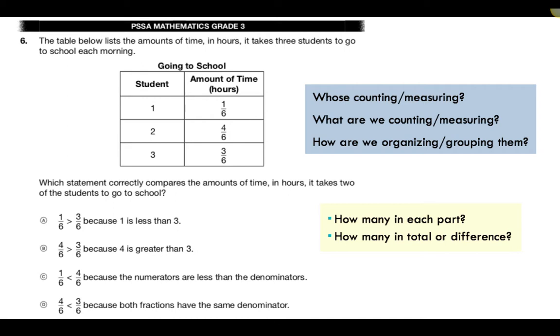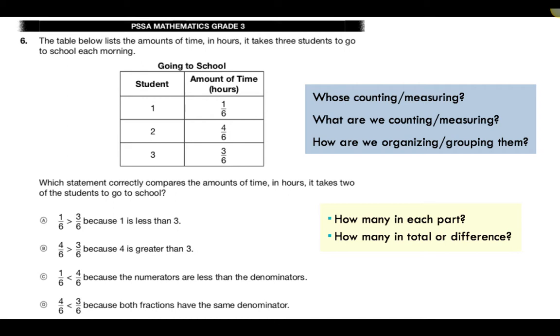So those numbers are not greater than or less than each other because of the numerators and the denominators. The numerator being less than the denominator tells you if it's more or less than an hour, not more or less than each other. And the last one says 4 10 minutes is less than 3 10 minutes. That's just not true.